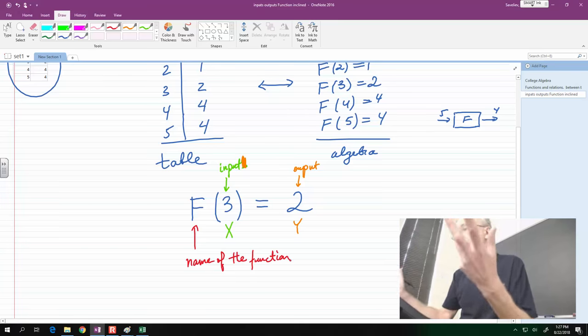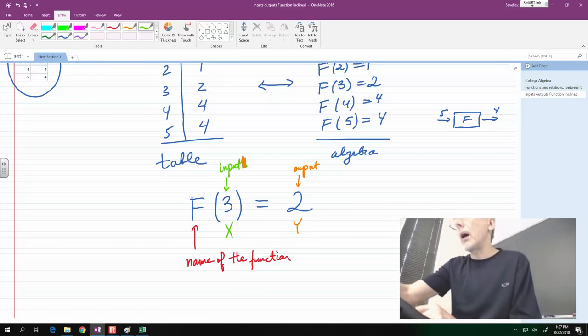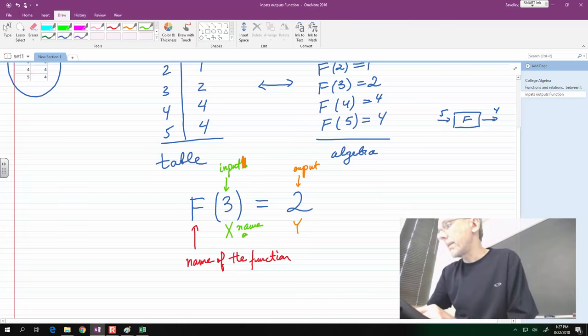So there are three names involved here. X is the name of the set of inputs.